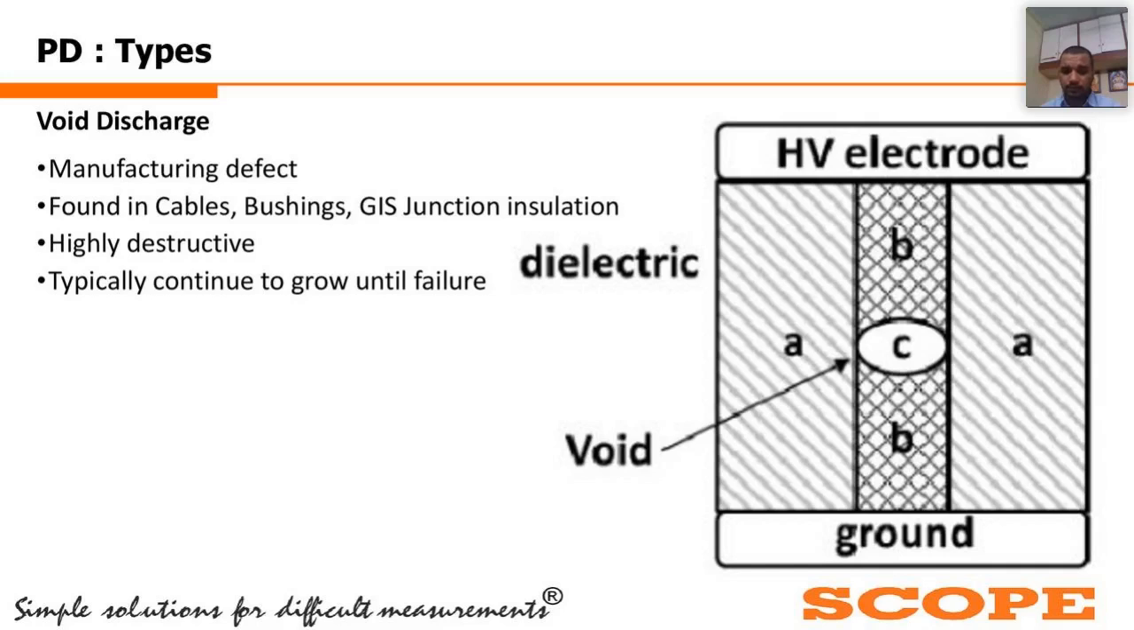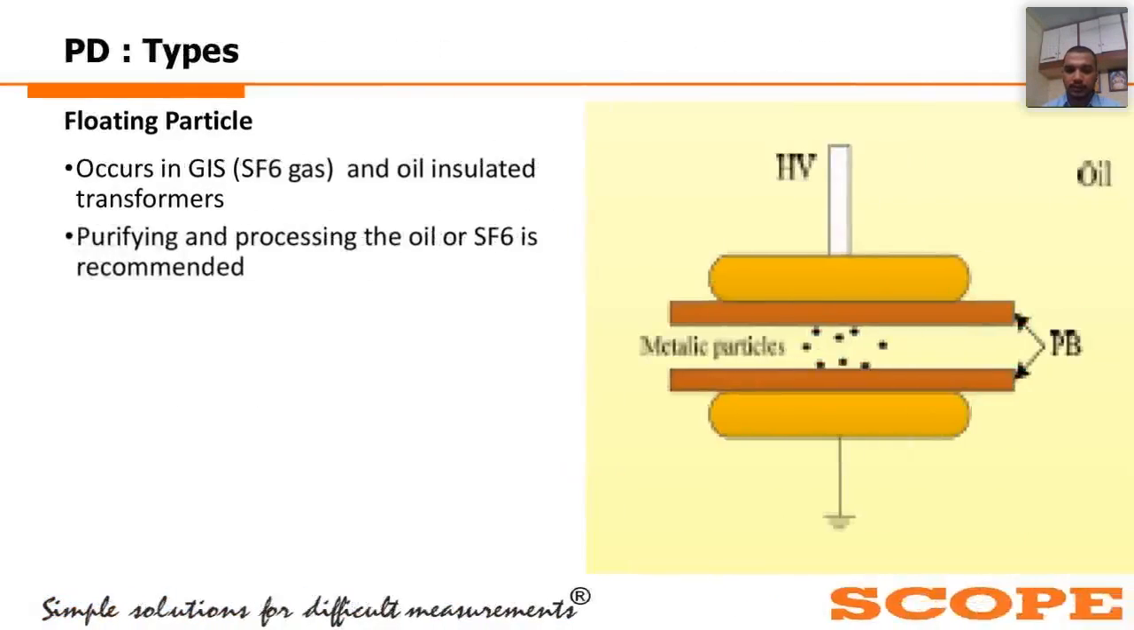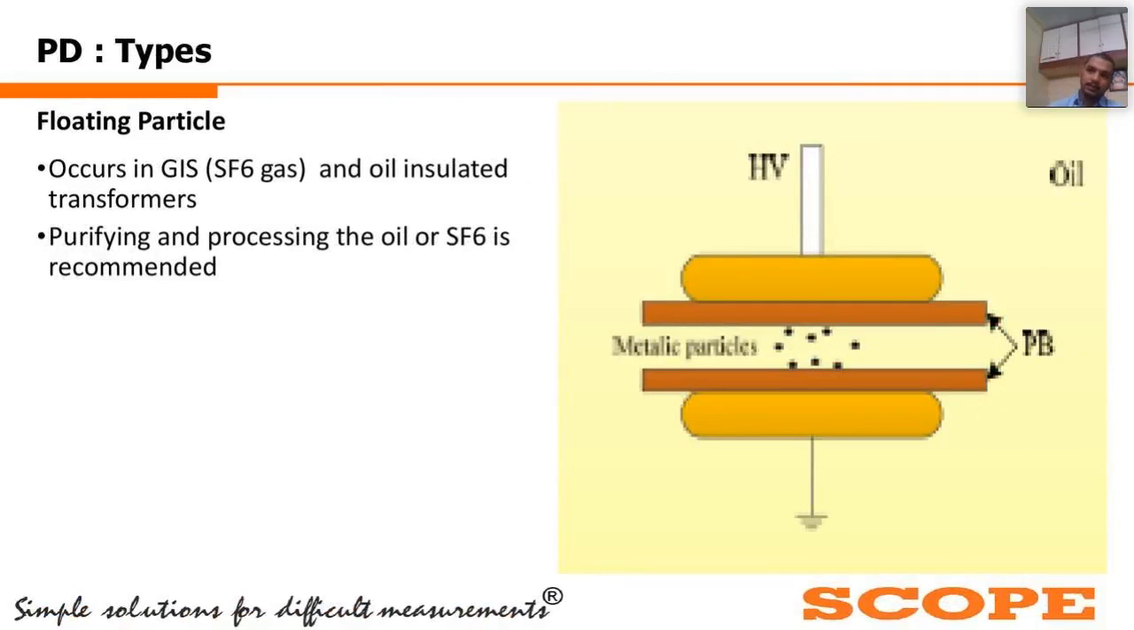turn into some insulation failure, or this may lead to complete insulation failure. That's why we call it highly destructive, because they grow until failure. So this is the second kind, the void discharge, that happens inside and also on the surface of the insulation.